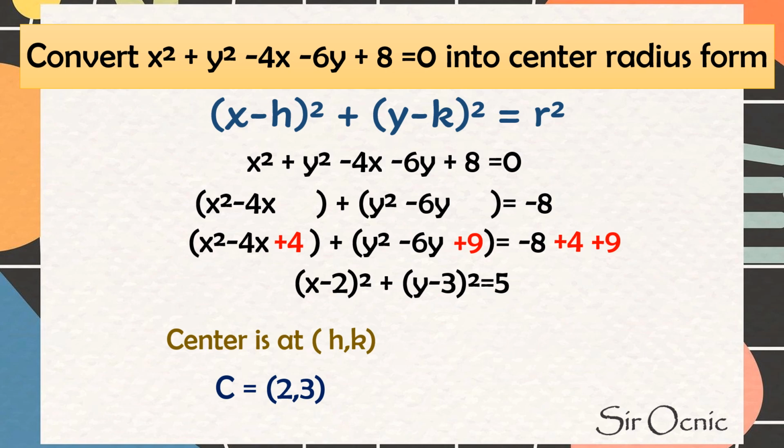If we are asked about the length of the radius of the circle, we have r² is equal to 5. Get the square root of both sides to get the length of r, and that is r equals square root of 5.